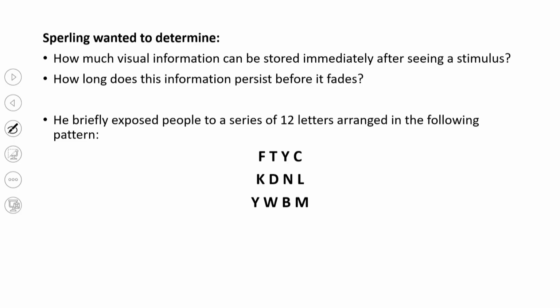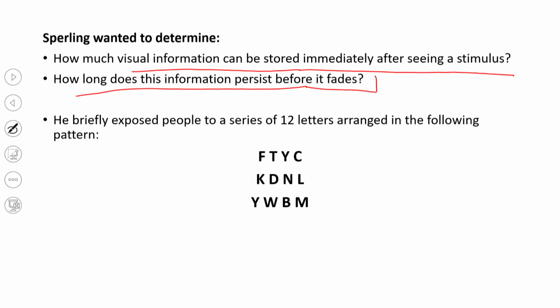Now, Sperling wanted to determine how much visual information can be stored immediately after seeing a stimulus. Second, how long does this information persist before it fades? So, he was interested if there is a sensory memory, particularly for visual information, because that is the most important sense organ through which we capture data from the world. He was interested in how much information we can capture through sensory organs, and how long it stays before it fades, because we are now only interested in the sensory part.